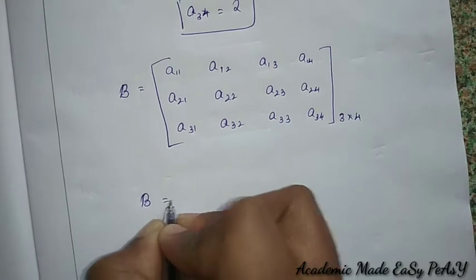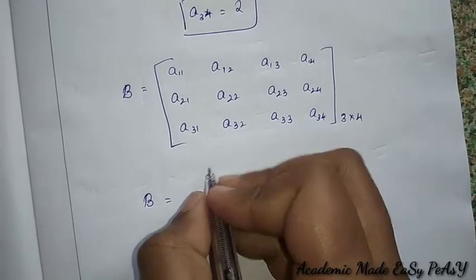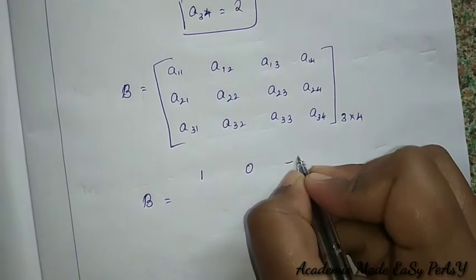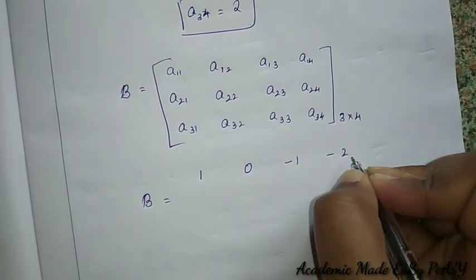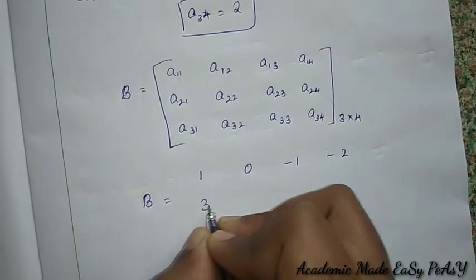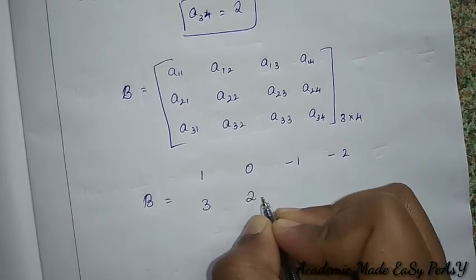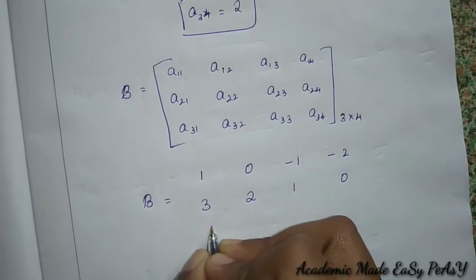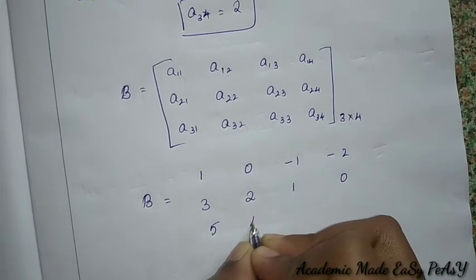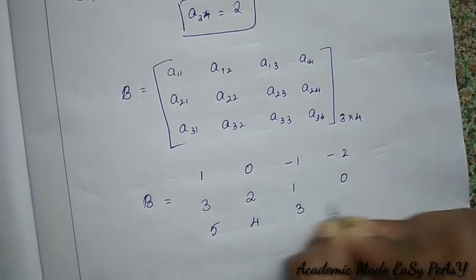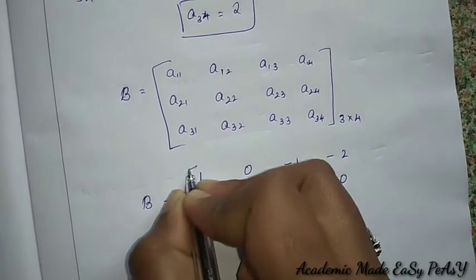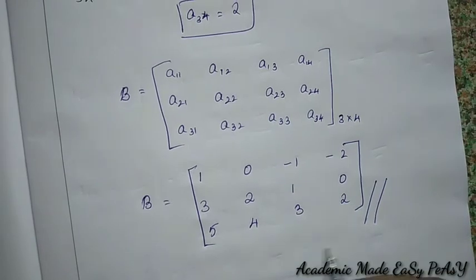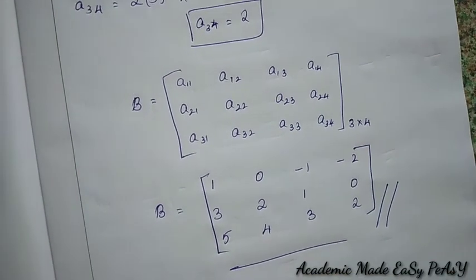So B is equal to, my A11 is 1, A12 is 0, A13 is minus 1, A14 is minus 2, A21 is 3, A22 is 2, A23 is 1, A24 is 0, A31 is 5, A32 is 4, A33 is 3 and A34 is 2. So this is my required matrix. So with this, fifth question is also over.